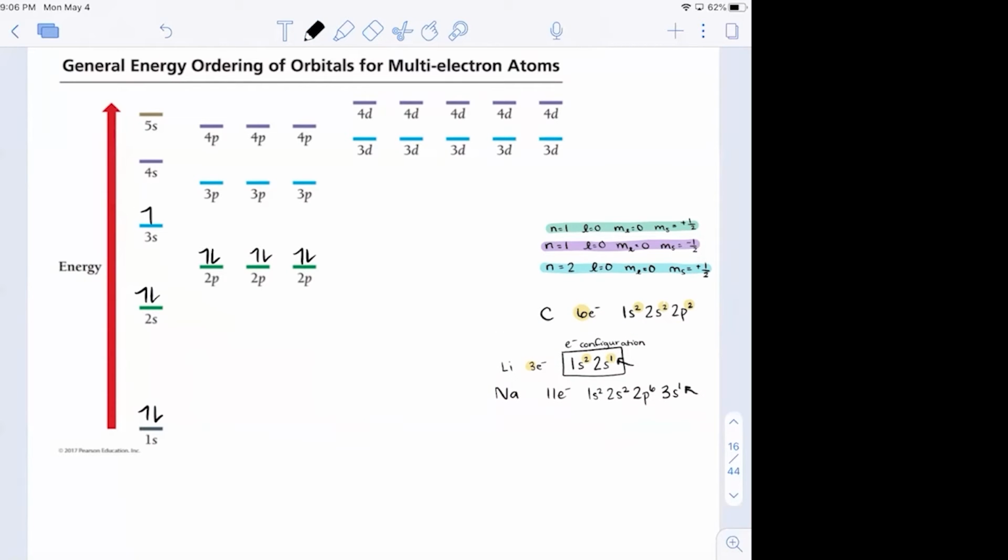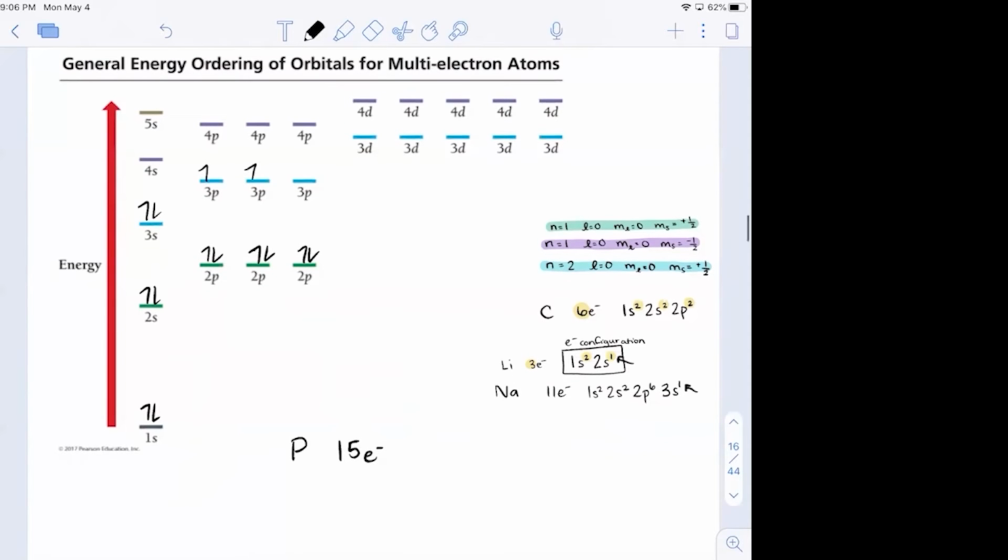Let's go ahead and do phosphorus. Phosphorus has 15 electrons. And so let's build up from the bottom, and then we'll get into some abnormalities. 1, 2, 3, 4, 5, 6, 7, 8, 9, 10, 11, 12, 13, 14, 15.